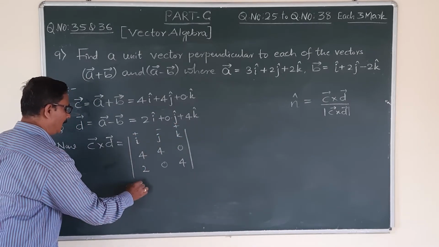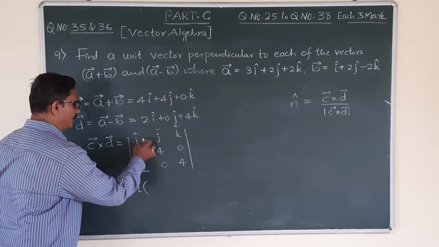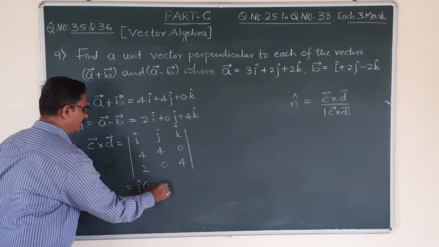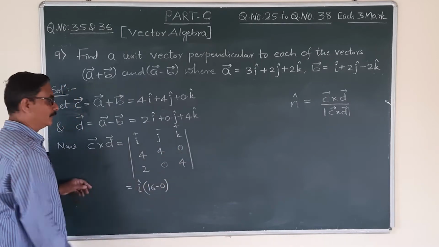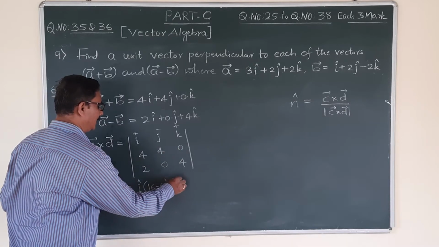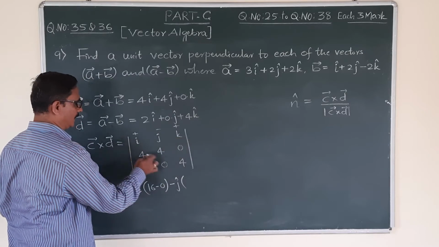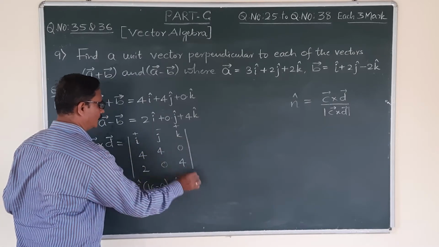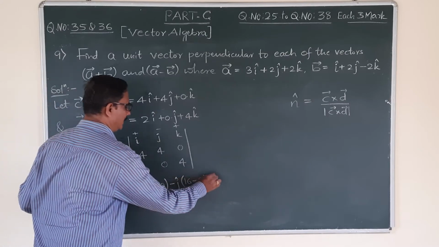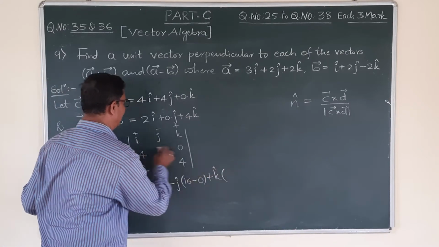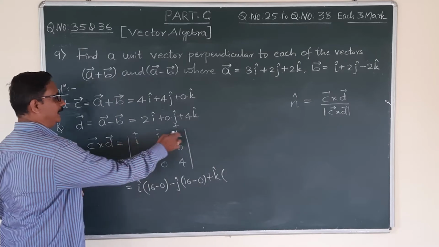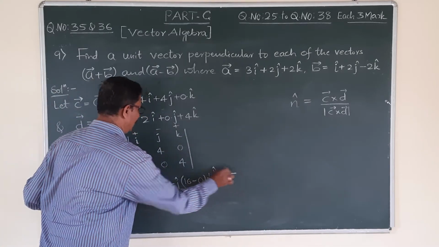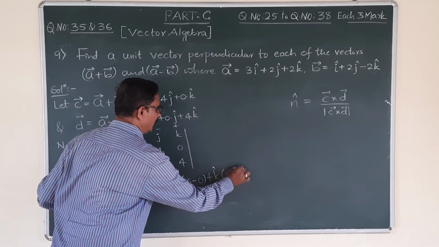Do you know this? i into deleting first row, first column, the difference of the cross multiply: 4 fours are 16 minus 0 into 0, 0. Minus j into deleting first row, second column, 4 numbers: 4 into 4, 16 minus 2 into 0, 0. Plus k into first row, third column. Deleting first row, third column, you will get 4 numbers: 4 into 0, 0 minus 2 into 4, 8.